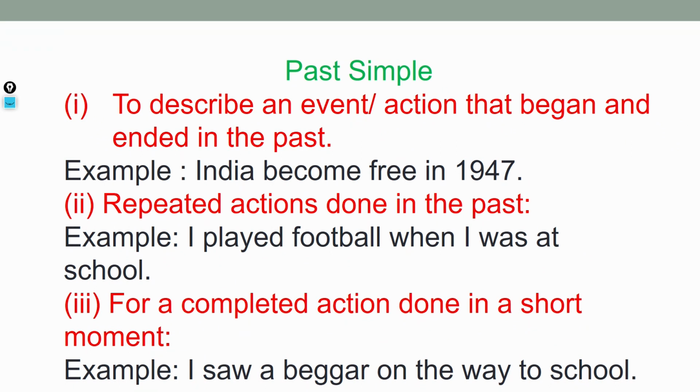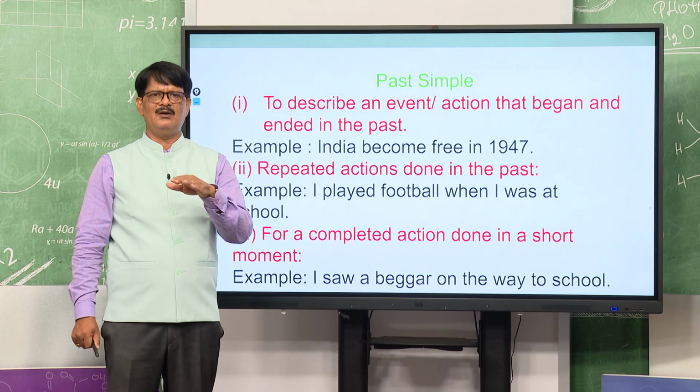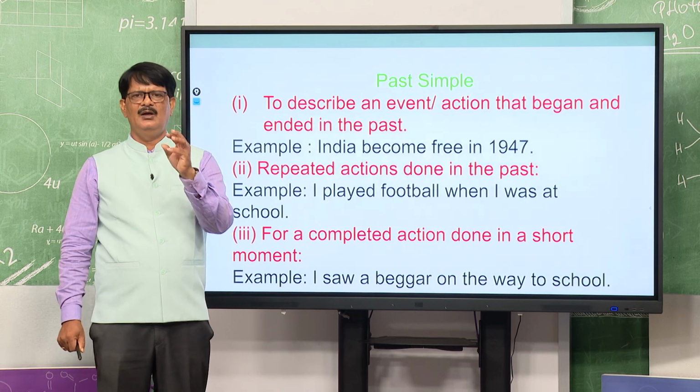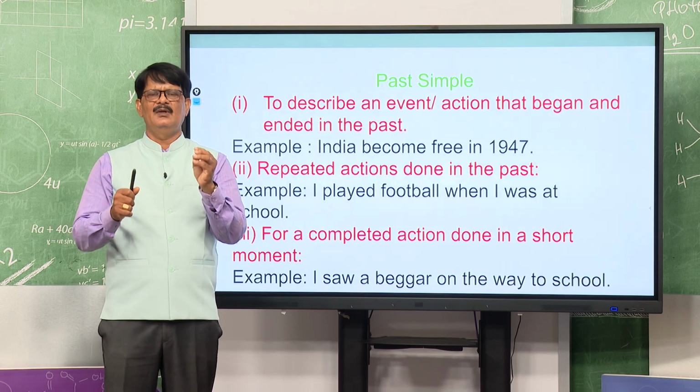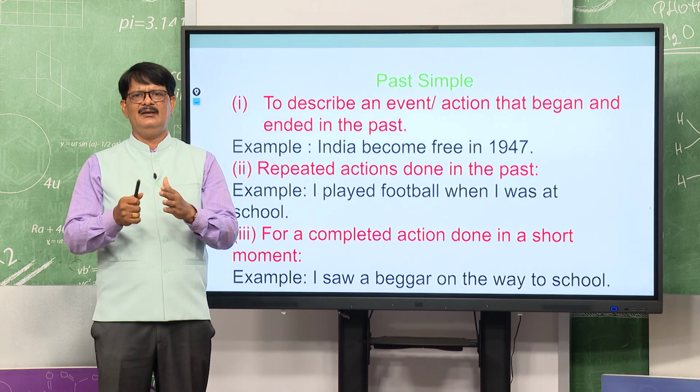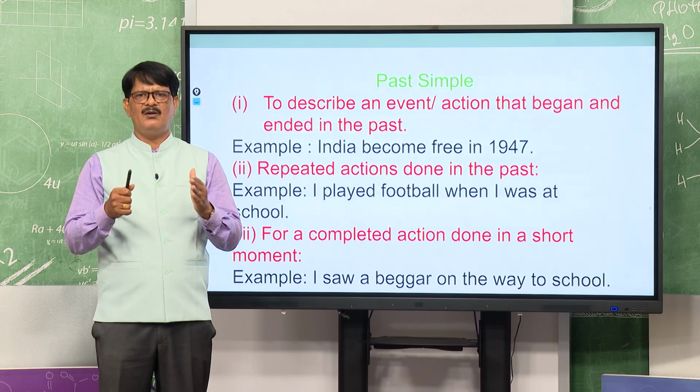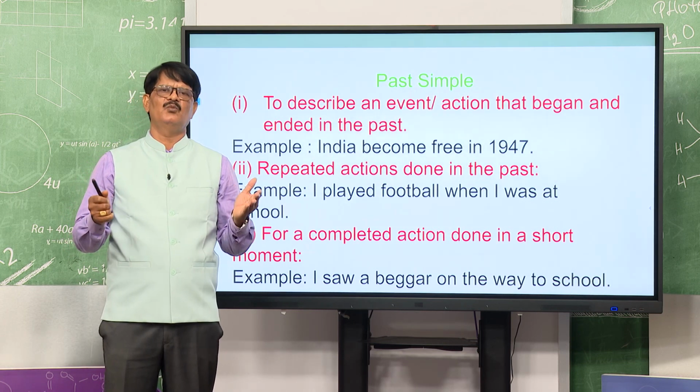And the third one, where will we use this? You have to remember, it is for a completed action done in a short moment. Within a very short moment the action is completed. A very good example is given here: I saw a beggar on the way to school. That means when the person was coming, he saw a beggar on the way. Just for a little time he saw it and it was over. So, it is for a completed action done in a short moment.